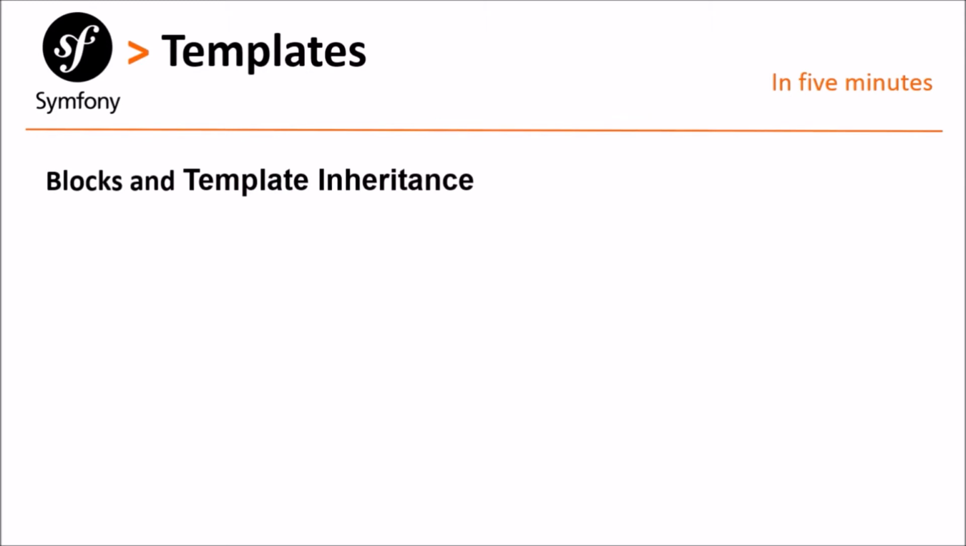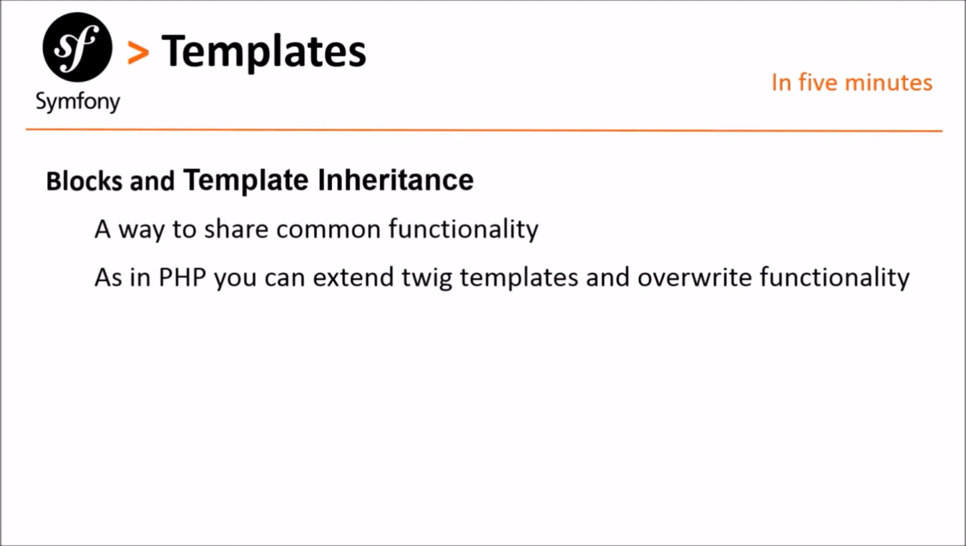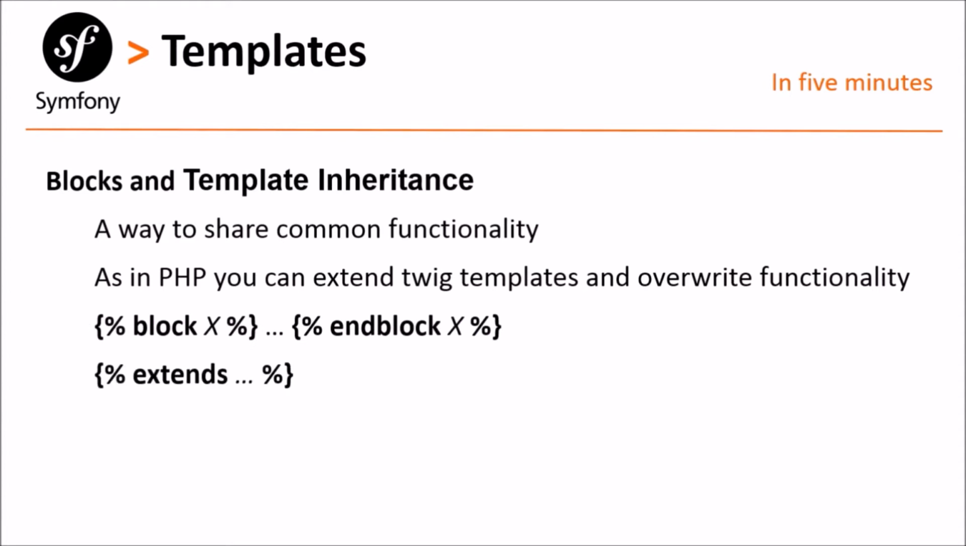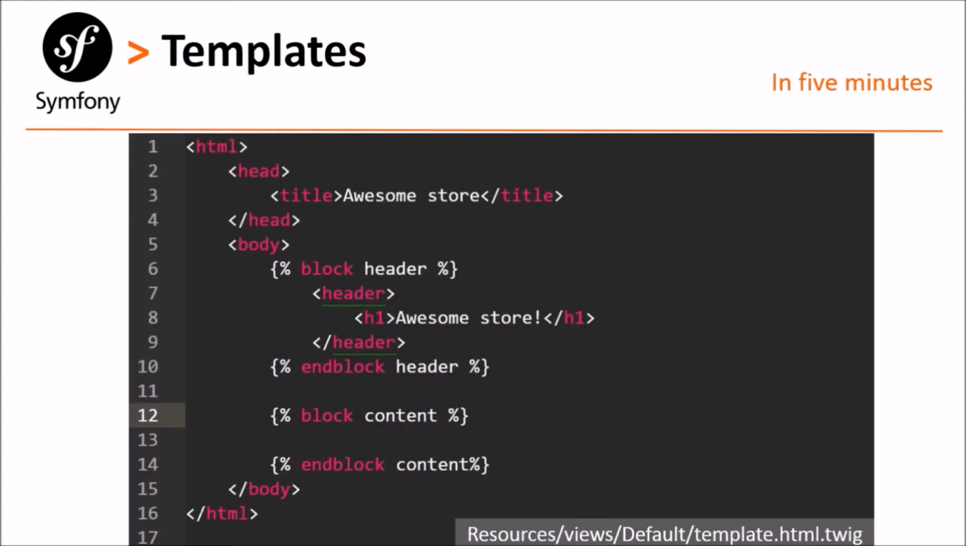But what are blocks? A block is an easy way to share functionality. For example, a sidebar or the header can be a block. As you have seen on previous episodes, you can extend templates, much the same way you can extend a PHP class, and only overwrite what needs to change. To create a block, use the block and endblock construct. To extend a template, you must place the extends construct at the beginning of your file. A child template can only have blocks, so if you are using the extends construct, you cannot have instructions outside the block statement.